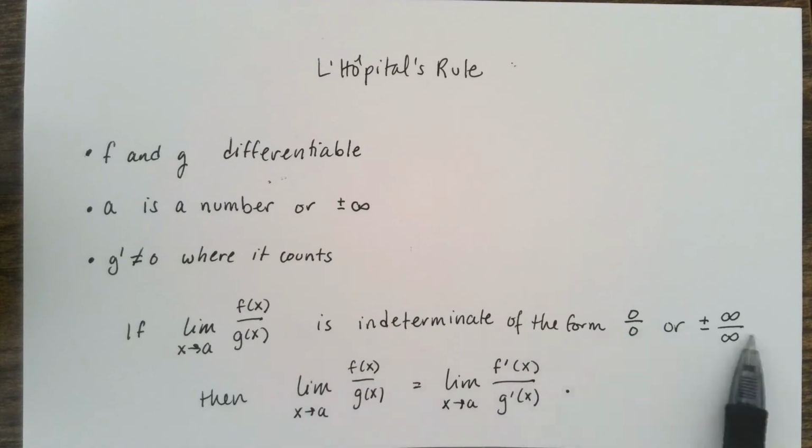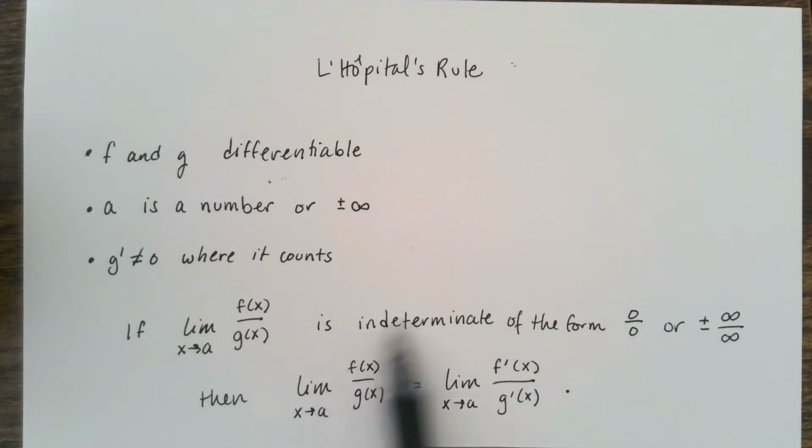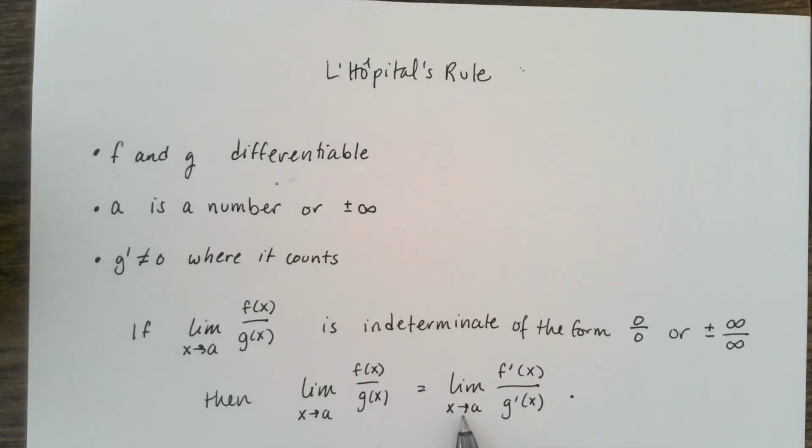So in any of these cases, you take your limit, and it will be equal to the same limit, but instead of f over g, now we have f prime over g prime. So you take the derivative of the top, the derivative of the bottom, and then essentially try again. See if, now that you look at the derivatives, it's something that you can compute the limit of on its own.